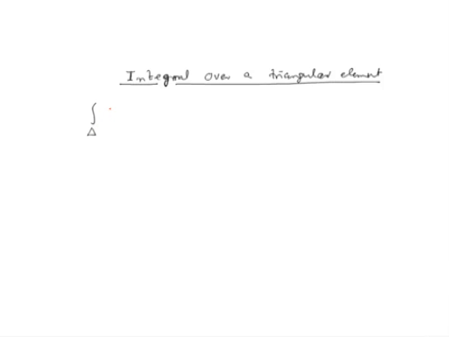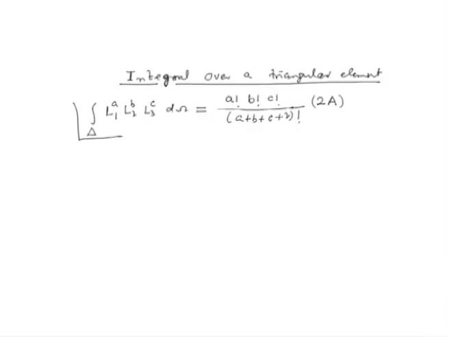So, integration over a triangle, we got L1 to the power a, L2 to the power b, L3 to the power c, d omega. This is given as factorial a, factorial b, factorial c divided by a plus b plus c plus 2 factorial multiplied by 2 into the area of the triangle. So, this is one analytical formula.